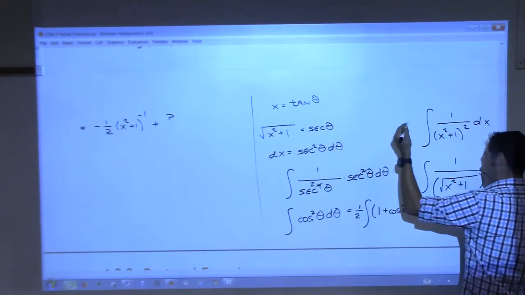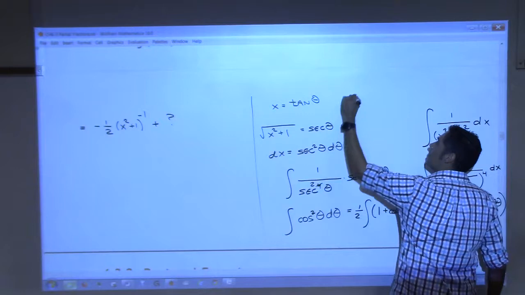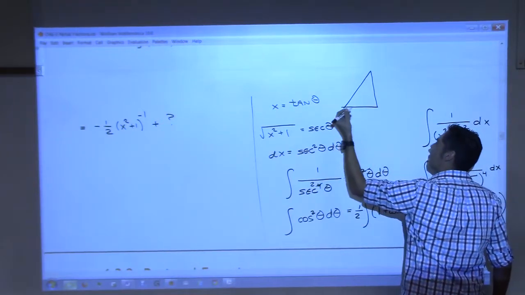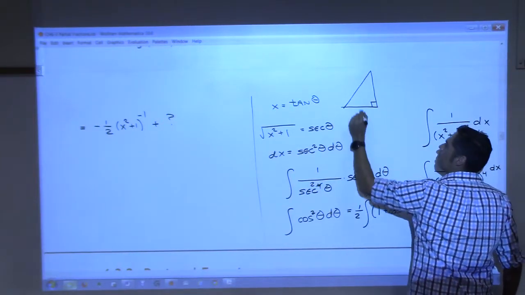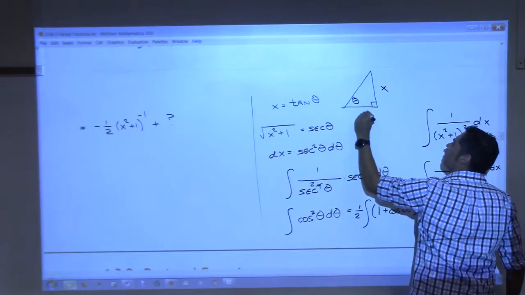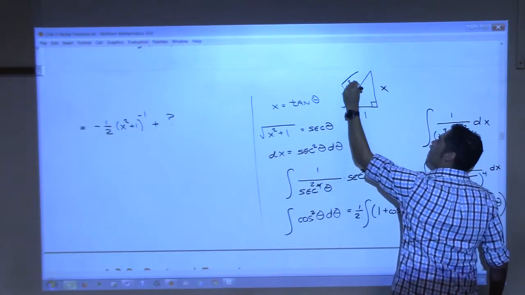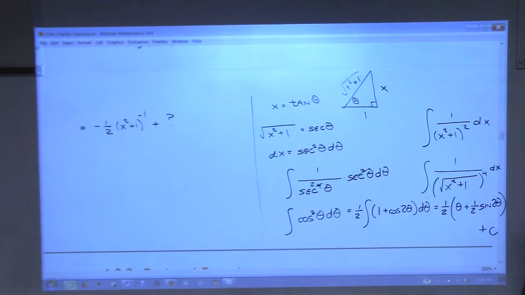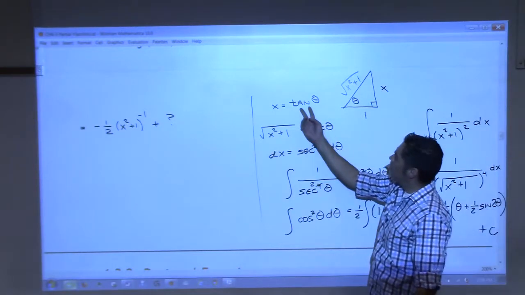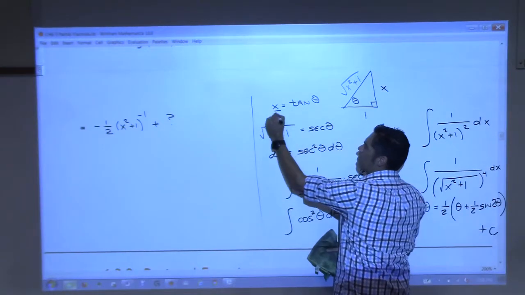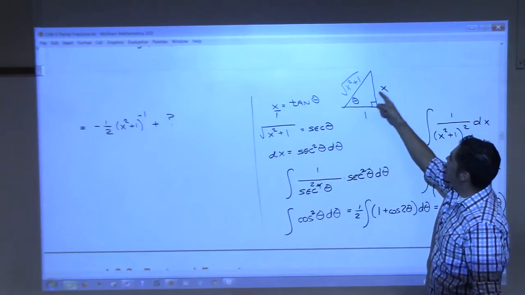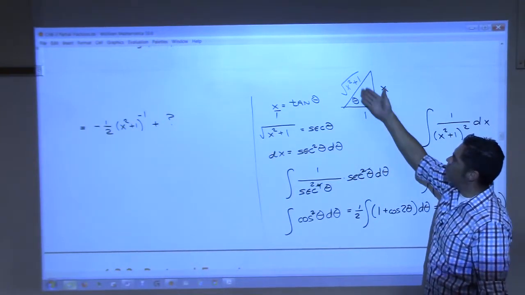All right, I still need my triangle. Let me go back up here to my triangle. Do I even need the triangle? Who cares? I'm going to do it anyway because it's just so much fun. There we go. That's my triangle. That comes off of this information. Tangent theta is x, which is the same as x over 1. So tangent is opposite over adjacent. Then you can solve for the third side.